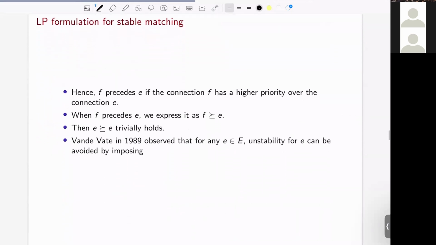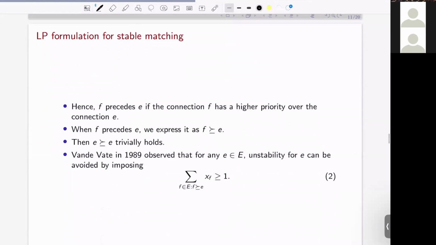In 1989, it was observed that you can add the following inequality if you want to avoid an unstable pair. You just write this down. For every edge E, you enumerate all edges that have higher priorities than E. You add up the corresponding variables. They have to be at least one. So this is the inequality that you want to write down to avoid unstable pairs.